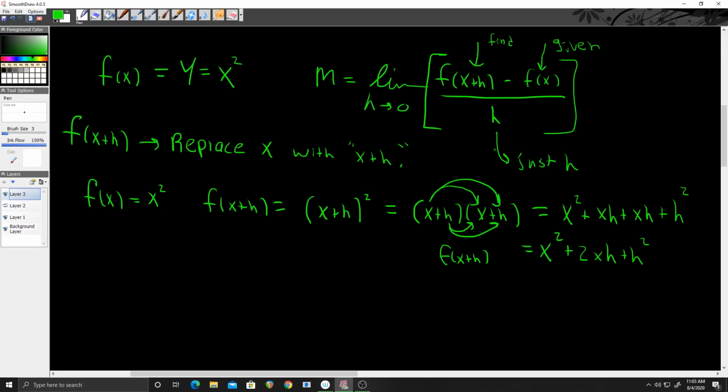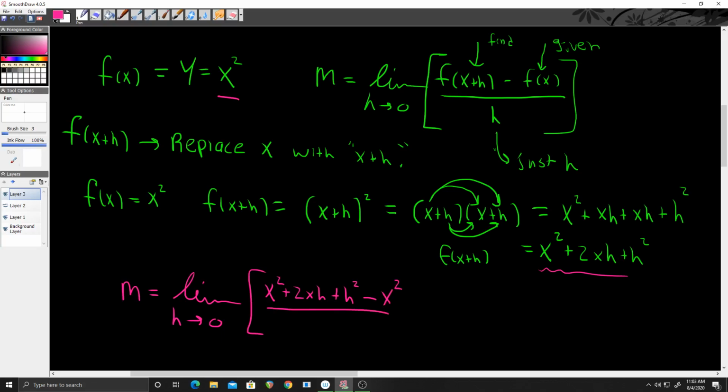So let's plug everything in now. M is going to be the limit as h approaches 0, and we're just going to substitute everything in. F of x plus h, we know what it is. We found it. I'm just going to plug it in. X squared plus 2xh plus h squared minus f of x, which is given, it's just x squared, minus x squared, over h.